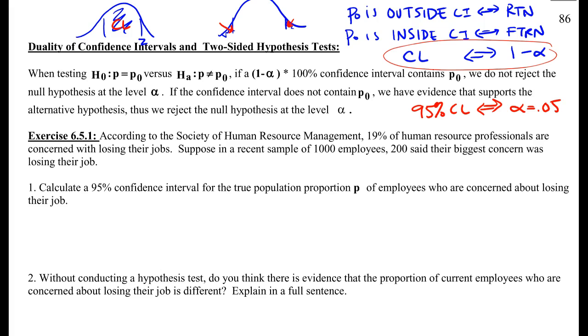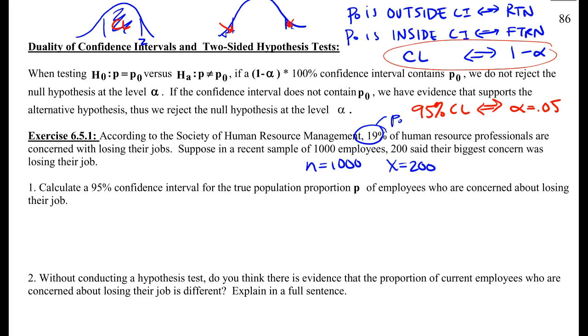According to the Society of HR Management, 19% of HR professionals are concerned with losing their jobs. Suppose in a recent sample of 1,000 employees that 200 say that their biggest concern is losing their job. So this looks like it might end up being something to test. It's not necessarily the real thing, right? It's according to the Society of HR Management, so we can't call it a p, but it's not from a sample that we're aware of, and we don't have a sample size for it, so it's probably our hypothesized value.